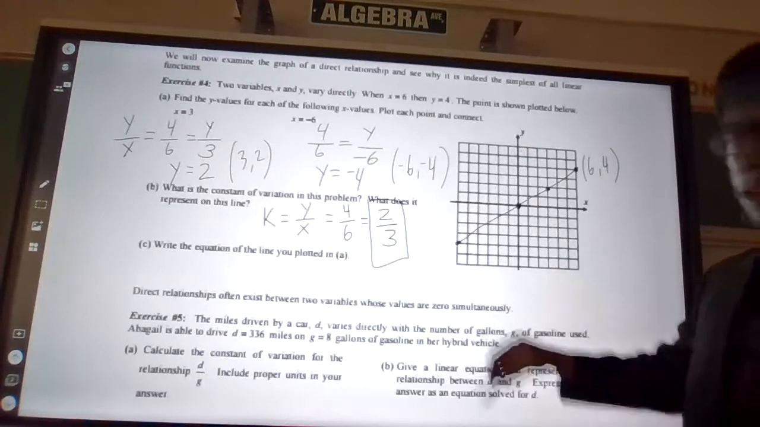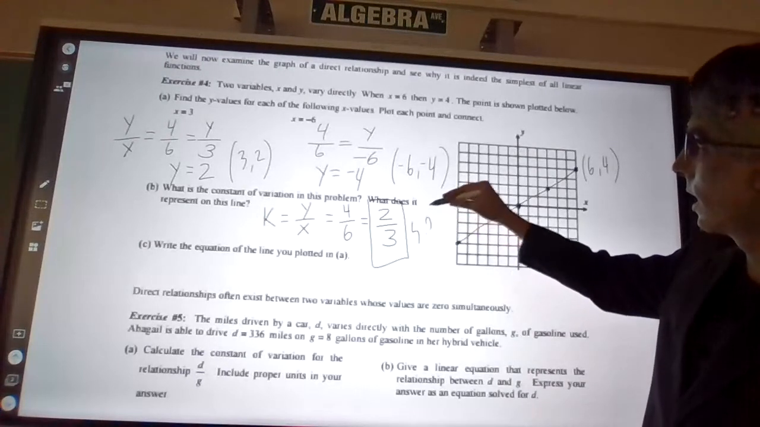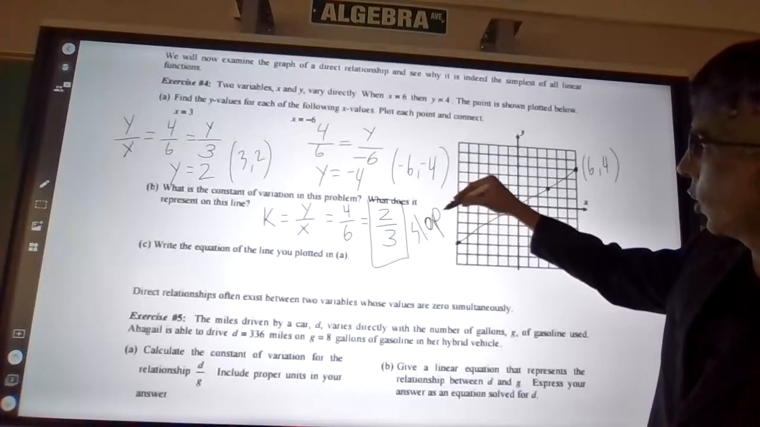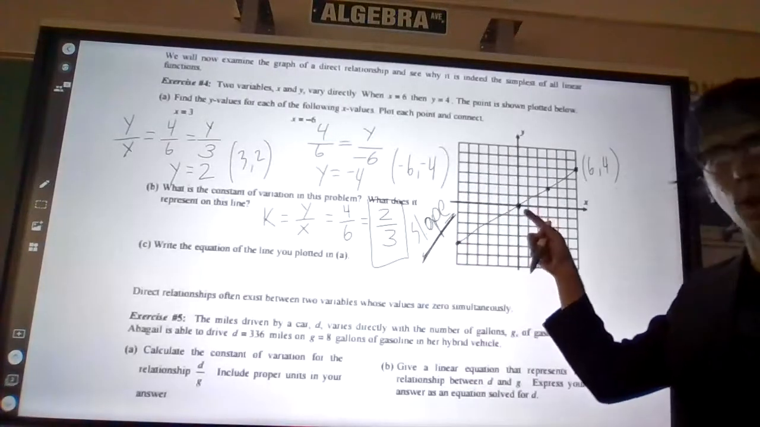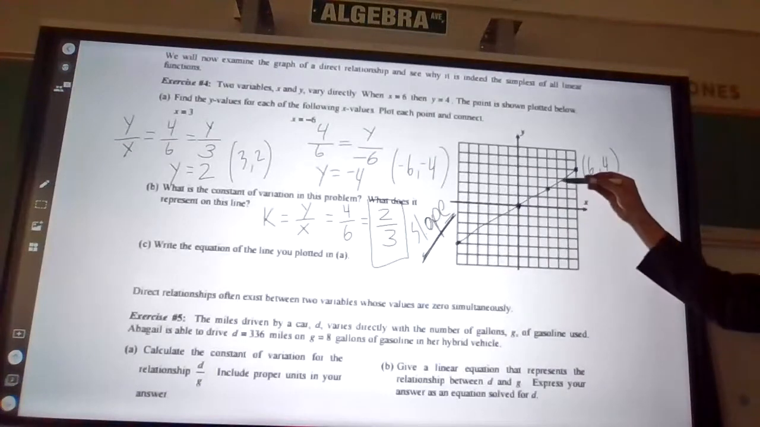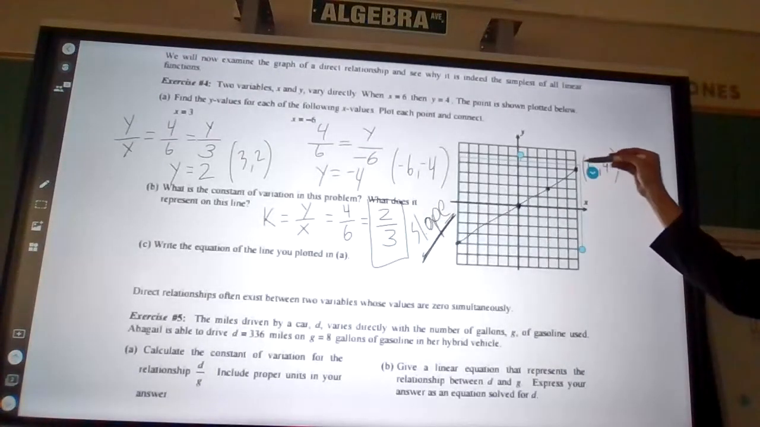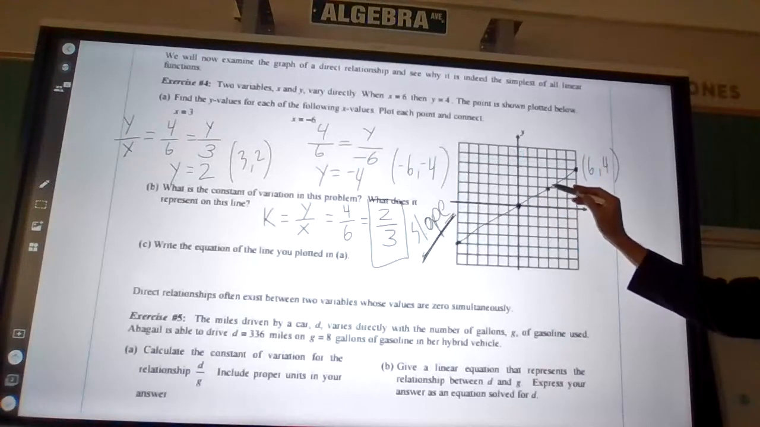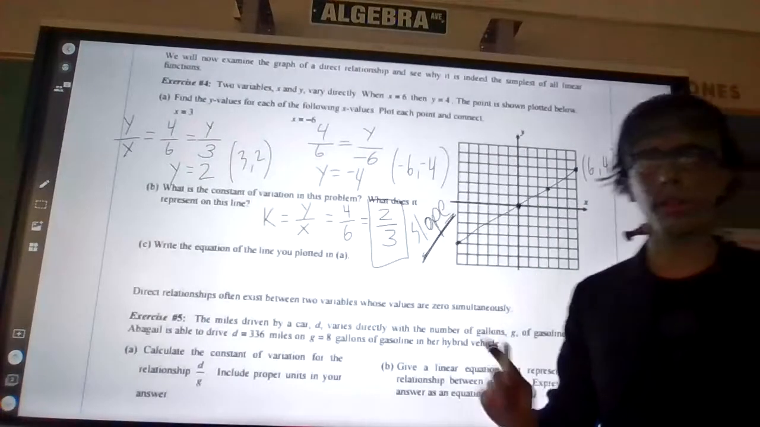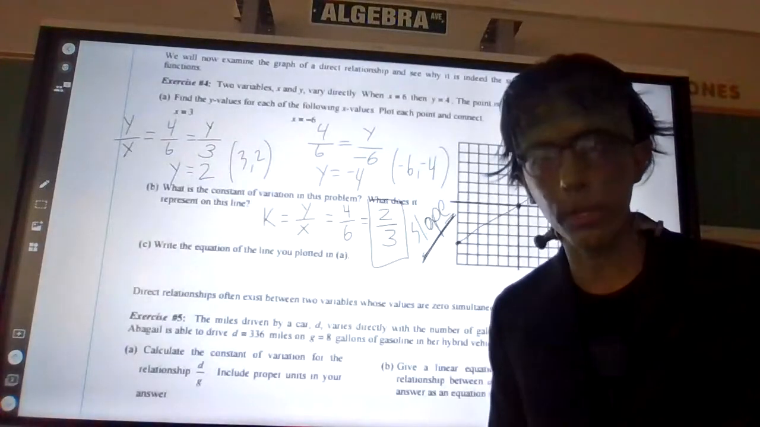Okay. That is the slope of this line. Right? 2 over 3, that's our rise over run. Look, from this point to get to here, we go up 2 over 3. From the origin, up 2 over 3. That 2 over 3 is our slope.